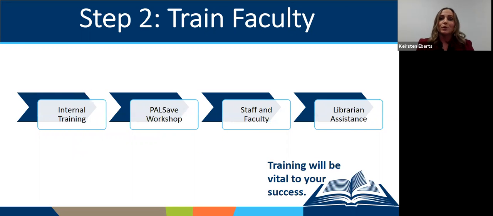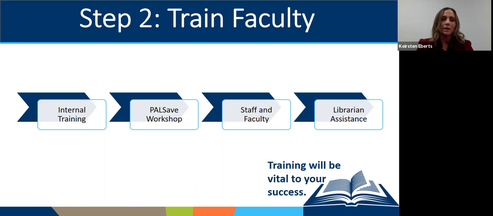Okay, moving on to step 2, training your faculty. Training is going to be vital to your success. We hosted a number of internal training opportunities for our faculty, whether they were in person or through Zoom. And they were all about what open educational resources are and where to find them. And then we also had PALSave come on campus early on and do a workshop with all of our staff and faculty. That started getting the word out about what open educational resources are, what our initiative was with our committee, and just building a community that was talking about open educational resources.